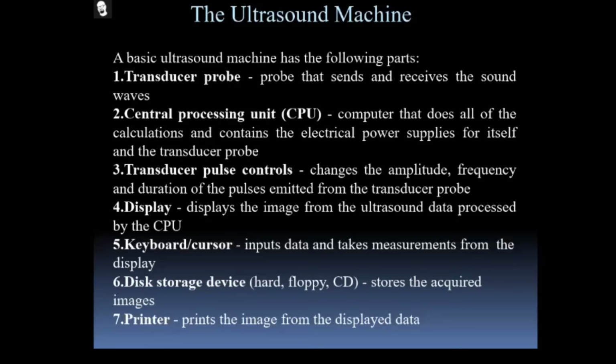And then the most important thing is the keyboard or cursor, which inputs data and takes measurements from the display. Then the disk storage that we talked about along with the CPU, the hard disk, floppy, and CD, can store the acquired image. The real-time monitoring gives an extra advantage for monitoring the patient's internal organs. And then printing, through the computer, we can take a printout of that image.